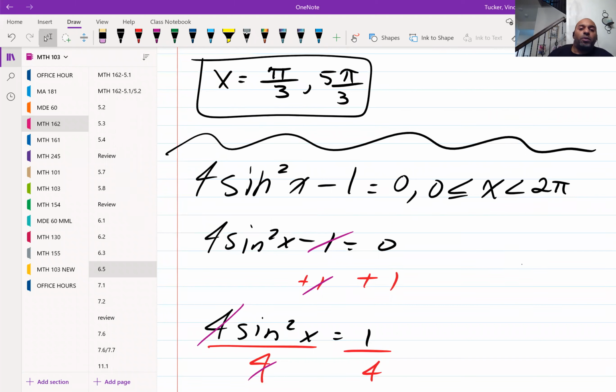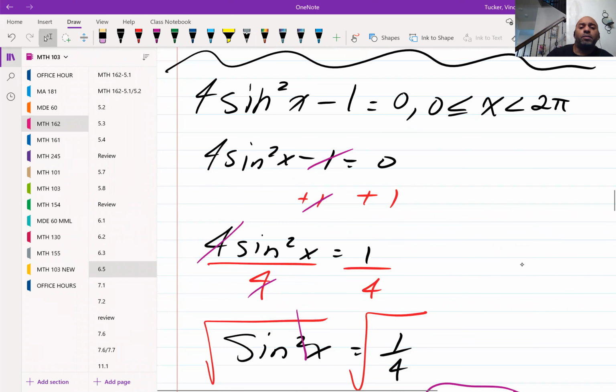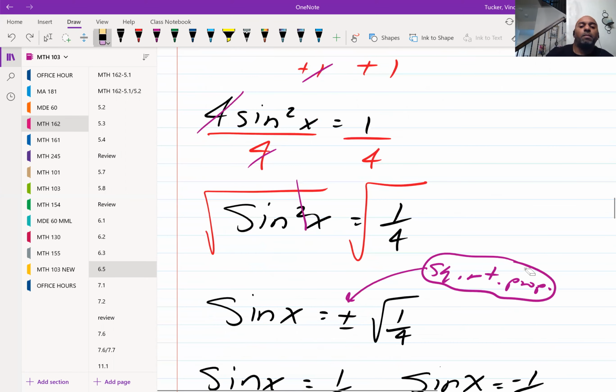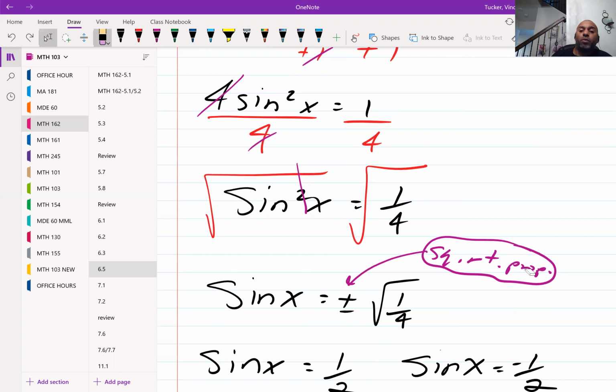Okay, next one. 4 sine squared x minus 1 equal to 0. Once again, stipulation in place of what x can and cannot be equal to. So we add 1 to both sides, divide both sides by 4. So once we do that, we're looking at sine squared x equal to 1/4. Then take the square root of both sides to get the square off of sine. That's sine x equal to plus or minus square root of 1/4, which then in turn would be plus or minus 1/2.